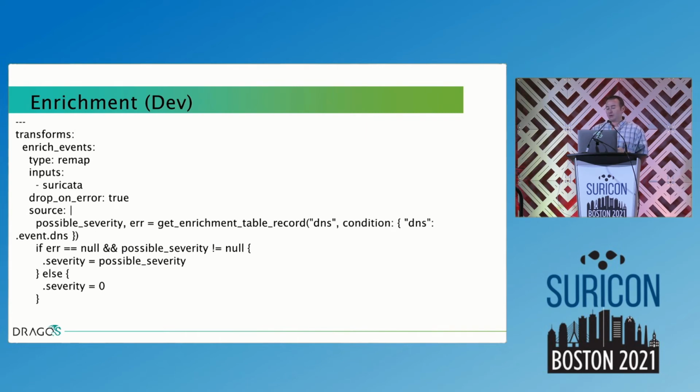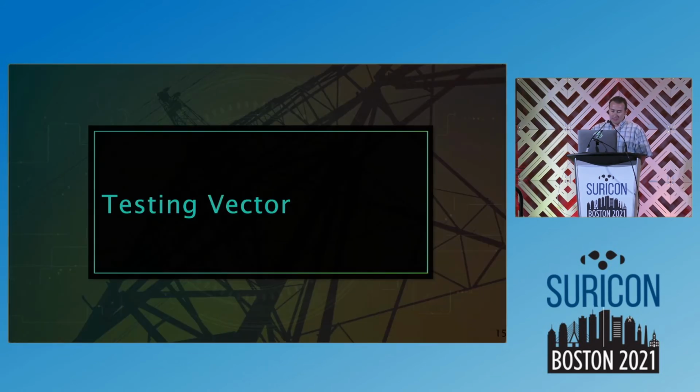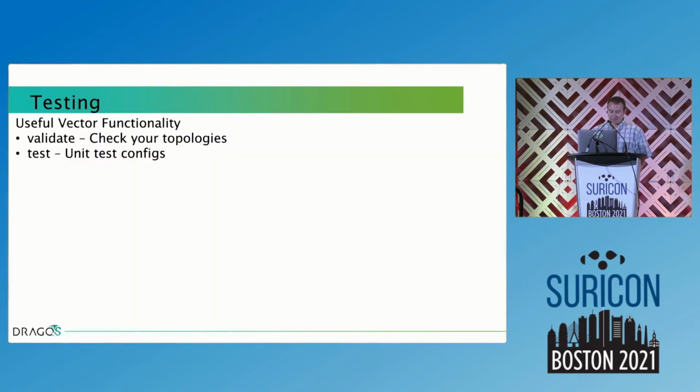We can get the record for that. In this case, look at some DNS, set some severity. So every event now has some severity associated with it. And then, if you've ever worked with Logstash, one of the most annoying things in the world is actually testing your configs before you try to do anything with them. There's 42 different tools now to actually test your stuff. Vector comes with that built in, so you save yourself a bunch of headaches.